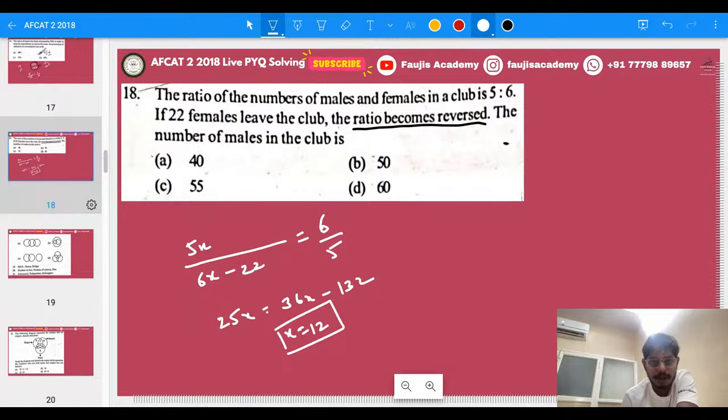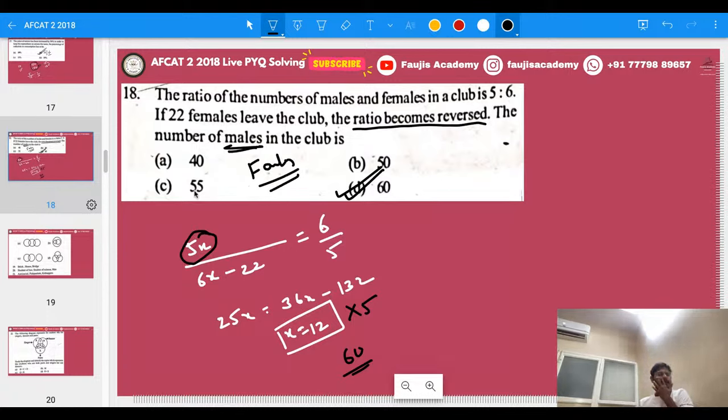Is x equal to 12? So males are 5x, right? Males are 5x. That means 5 into 12, that means 60, right? Please be careful what exactly they have asked over here, male, female, and all that stuff. People do silly mistakes in that. So please avoid that, right?